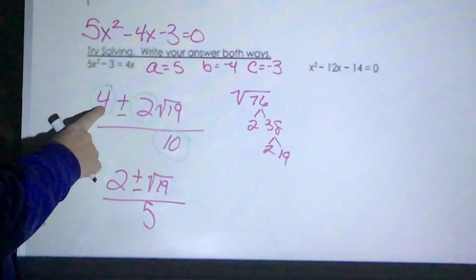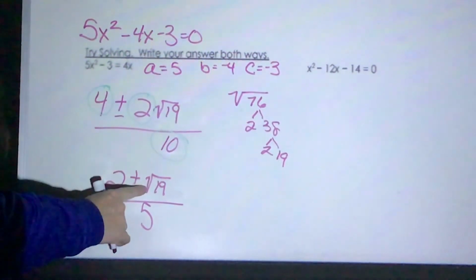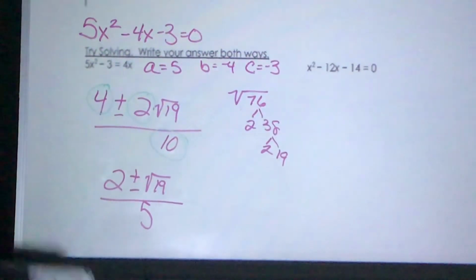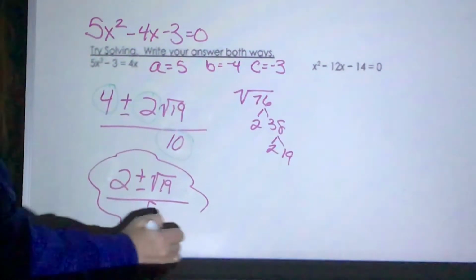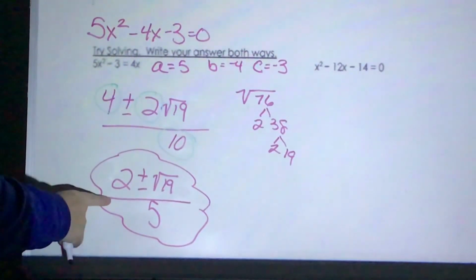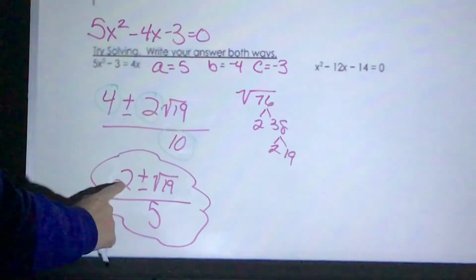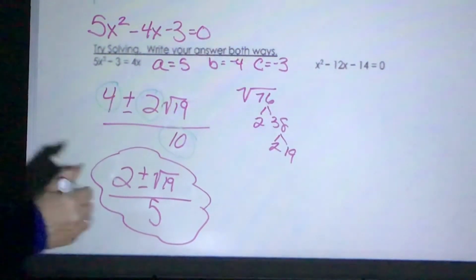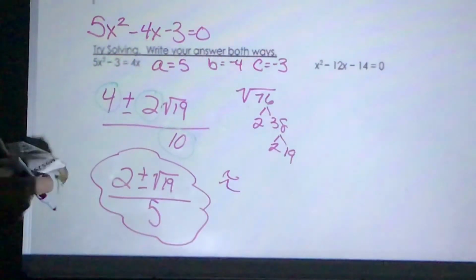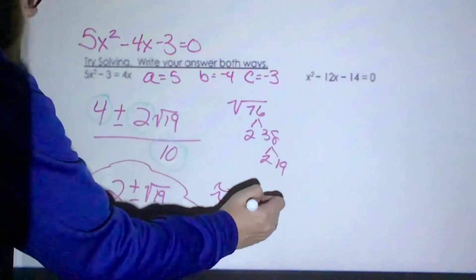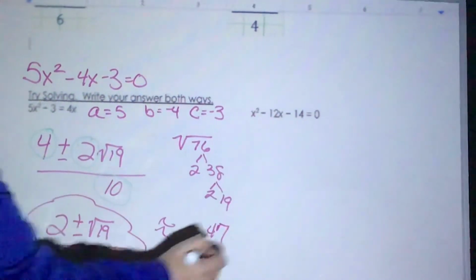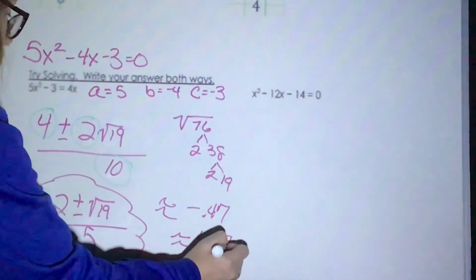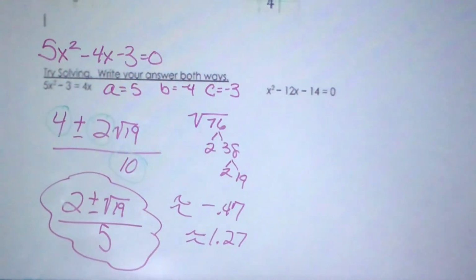I divided this by 2, this by 2 and got 1, but I don't need to write the 1. And this by 2 and got 5. Now if I change that to a decimal, so this is the most exact answer. And it does represent two answers because it says 2 plus this and then 2 minus this. So this represents the two roots. If I change it to a decimal, I would get approximately negative 0.47 and approximately 1.27. Those would be my two radical answers.